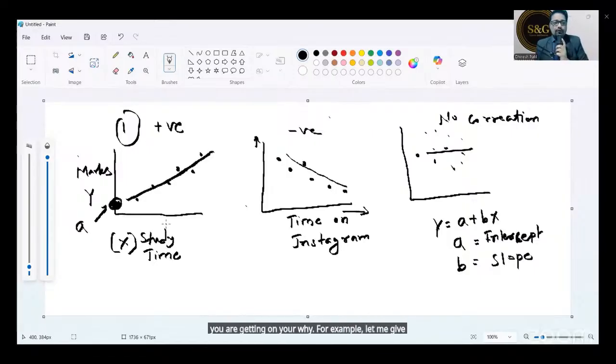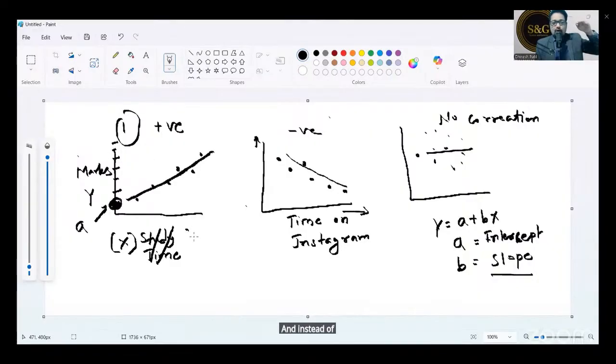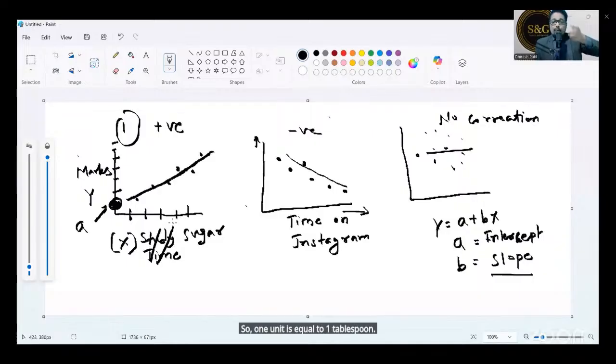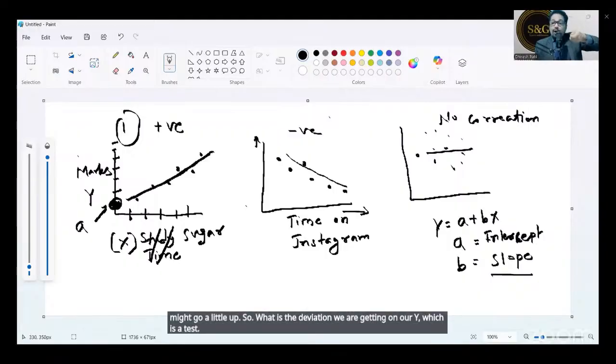For example, let me give you a simple example of taste of tea and sugar. I'm explaining the slope. Taste of tea is measured on the scale of 1 to 10, so let's say 1, 2, 3, 4, 5, 6. And instead of study time, we will take sugar. Sugar will be measured in tablespoons, 1 tablespoon, 2 tablespoons, 3 tablespoons, etc. So 1 unit is equal to 1 tablespoon. The moment we had no sugar, the taste will be a little less or maybe 0. Then we add 1 tablespoon of sugar, so the taste will go up a little. Then we add another tablespoon, 2 tablespoons, then 3 tablespoons. So the taste might go up a little. So what is the deviation we are getting on our y, which is the taste, with 1 unit addition of x?